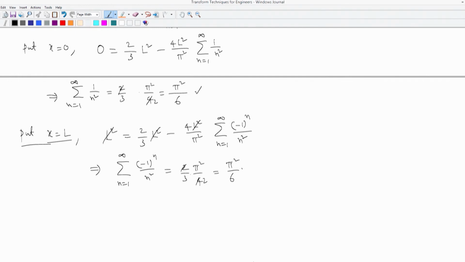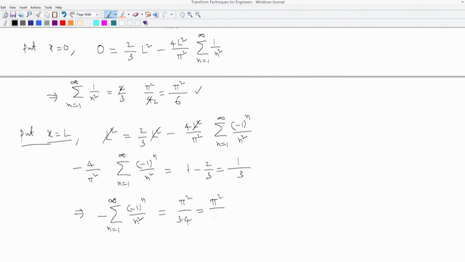Something is wrong. L square. Oh yeah, this is a mistake. So this mistake is here. So this is equal to minus of this. Okay, so let me do it carefully. So 4 by pi square minus 4 by pi square equal to 1 minus 2 by 3, this is 1 by 3. So this will give me the sum for n from 1 to infinity of minus 1 power n by n square, which is equal to minus pi square by 3 into 4. So this is equal to pi square by 12 in magnitude.